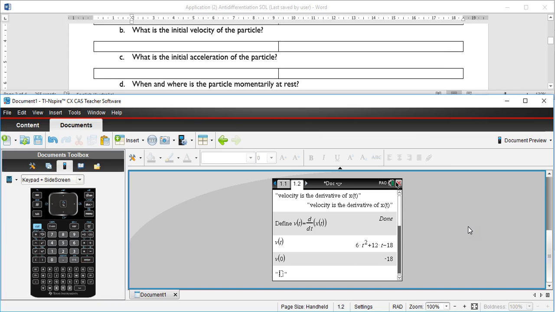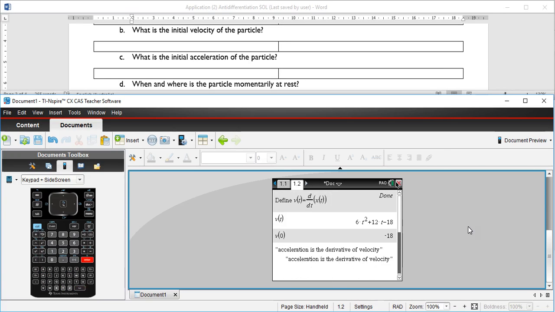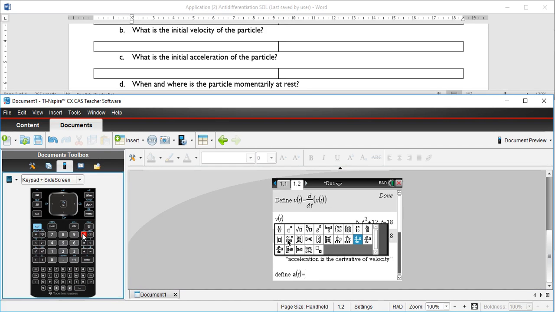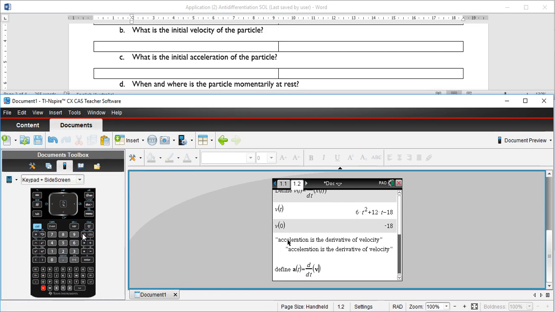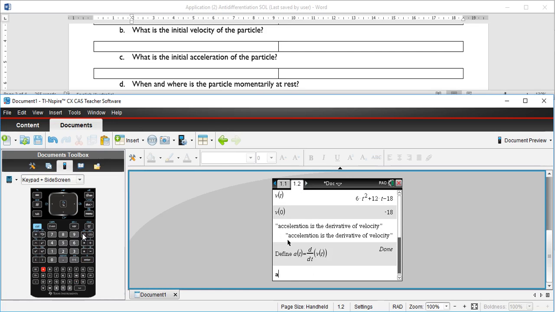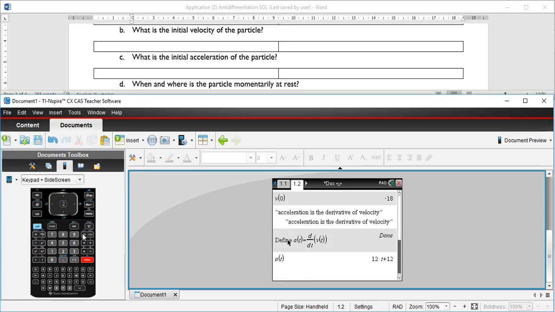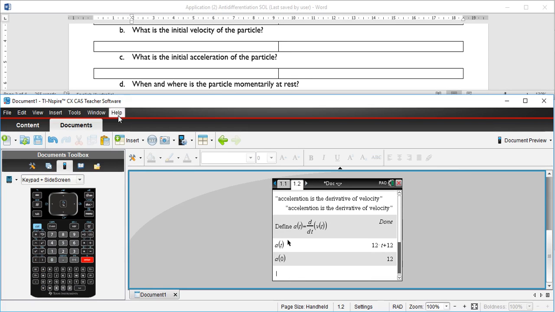Initial acceleration is the derivative of velocity. So if I want to find acceleration, I'm going to call it a of t, and it is going to be the derivative of v of t in terms of t. So acceleration is 12t plus 12. Just need to sub in t equal to 0. 12 meters per second squared is going to be the initial acceleration.